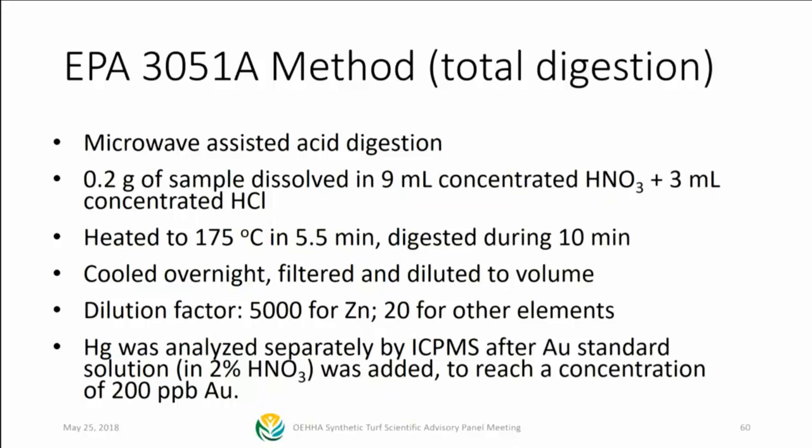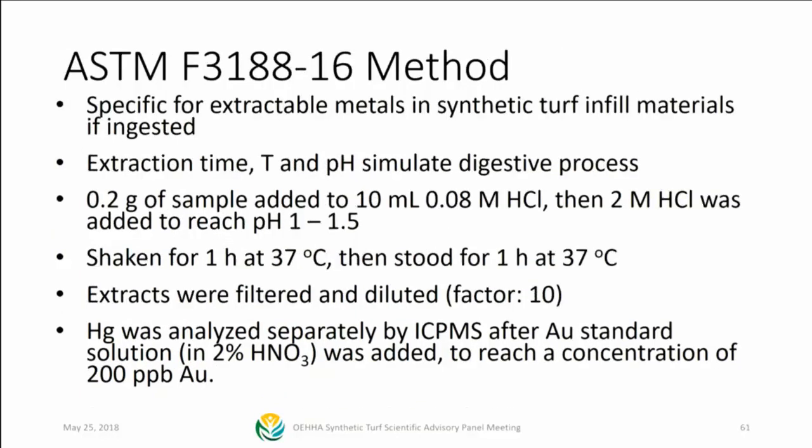Mercury is an element that had to be treated separately because there's a well-known problem with stability of mercury in this sample, so a gold salt has to be added to the extract before being processed to stabilize mercury by oxidizing it to a cation that is stable in solution. So that additional step was done for mercury, and then we had a separate round of measurements for mercury itself.